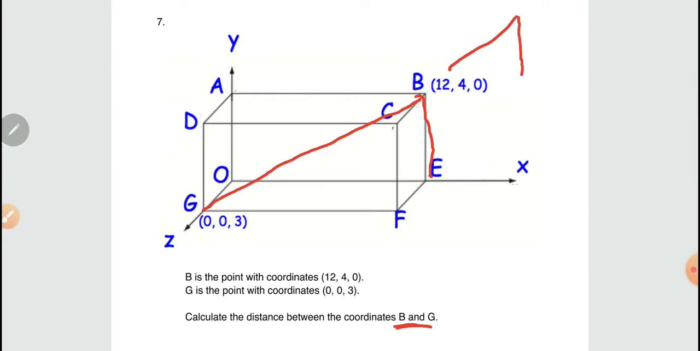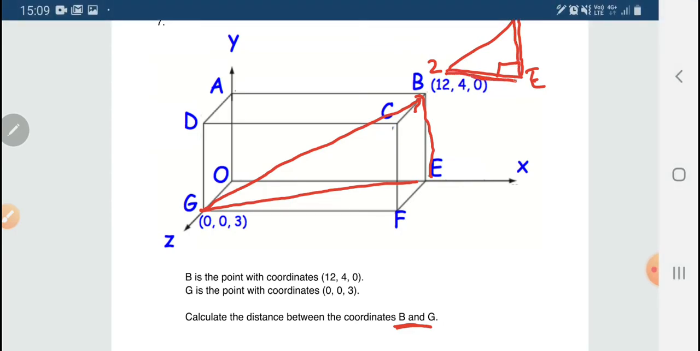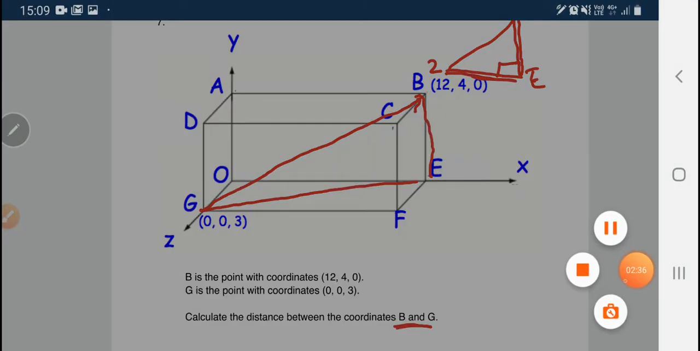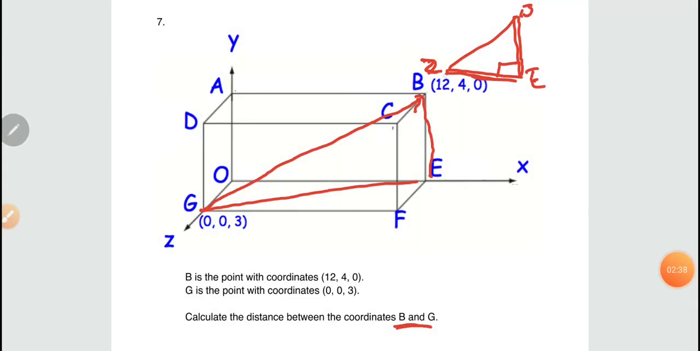Now think about it, this is the back corner of this cupboard, if you like, or this room. And then along the floor diagonally you've got this E to G, which is this bit there. So that's B, that's E, and that's G. So we have actually a right angle triangle, because this is the floor, along the floor, and this is the vertical height.